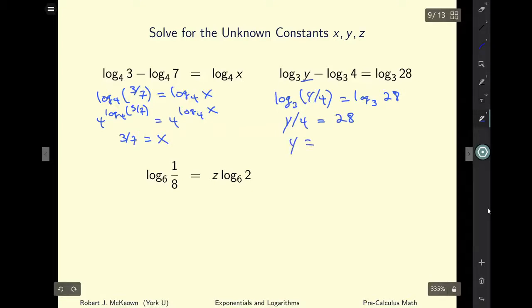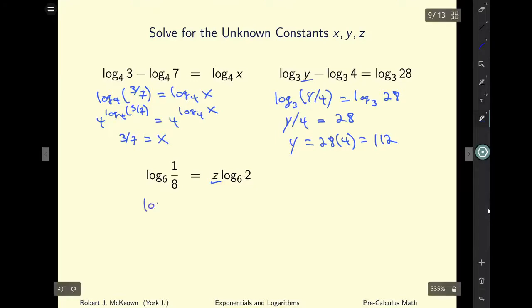and y is going to be equal to 28 times 4, which is equal to, pretty sure it's 112. I'll use my calculator and double check, and it is 112. Next problem, I'm looking to try and solve for z, and we've got log base 6.